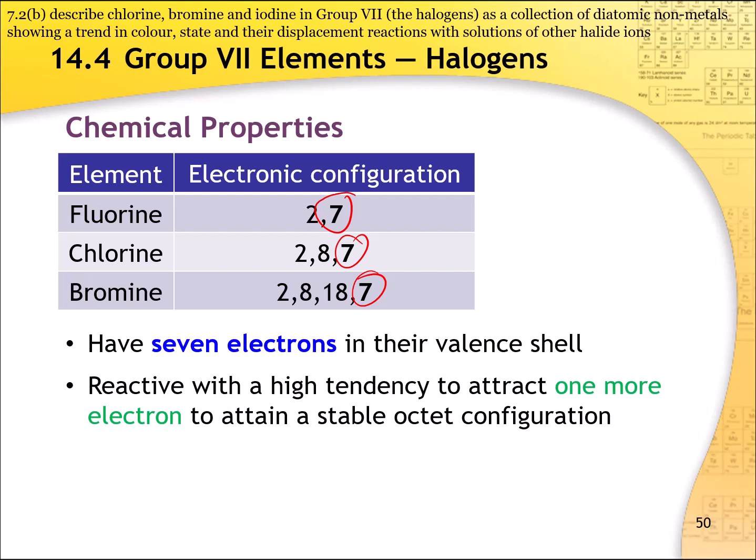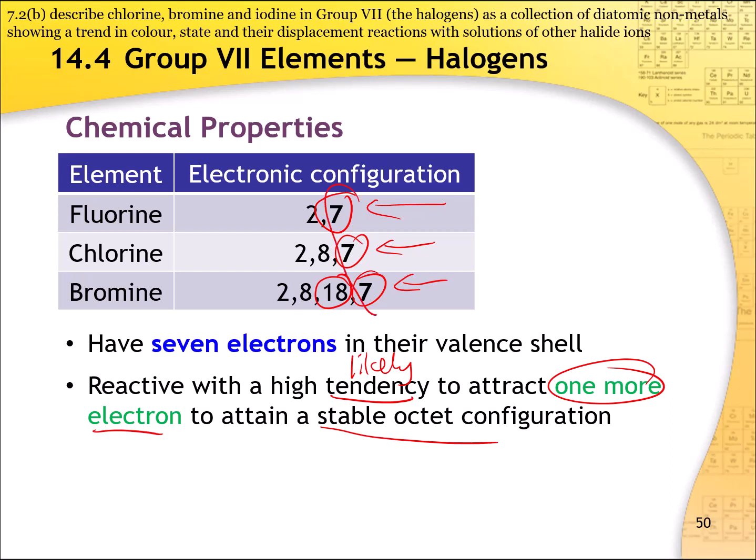So there's a high tendency, means likely, to attract one more electron to become stable. So you take in one more, become 8, take in one more, become 8. They all similarly take one more to become 8. Don't worry about this 18 here, it doesn't matter. You don't study too much detail about the third shell, so just assume that, based on the last number here, group 7 must be all 7.